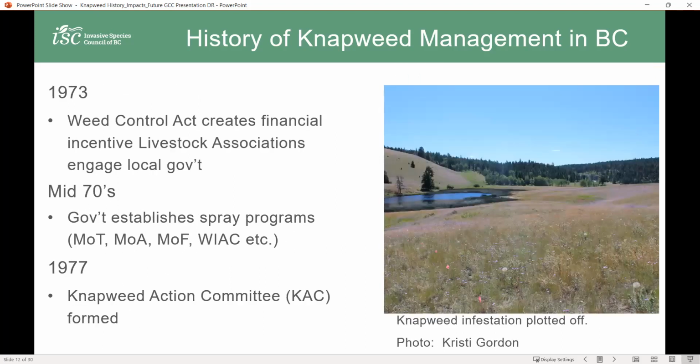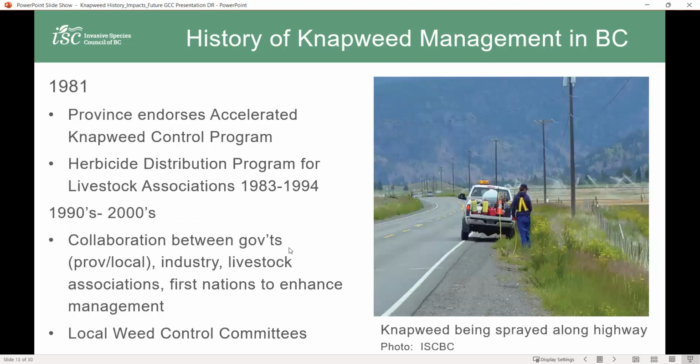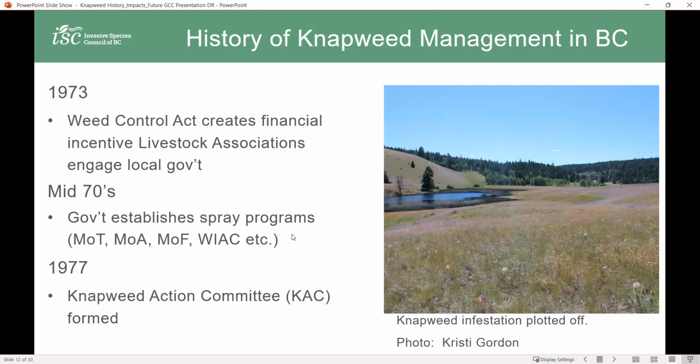Around 73, the Weed Control Act created financial incentives for livestock associations to engage local government. And in the mid-70s, the government began establishing spray programs through the Ministry of Transportation, Ministry of Agriculture, Forests, and Western Indian Agriculture Corporation, as well as livestock associations. So there was some government getting involved and putting more money into the knapweed battle with the ranchers and the agricultural producers.